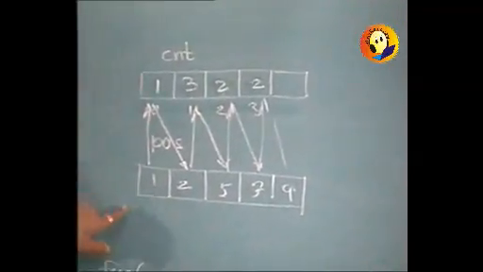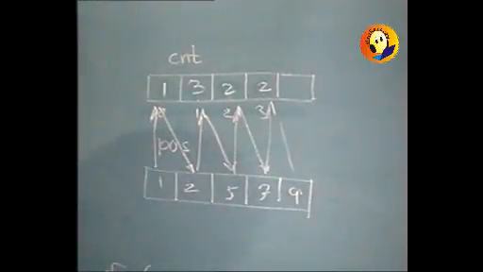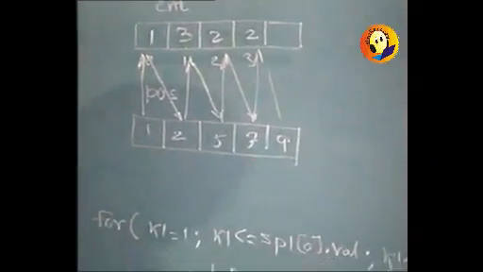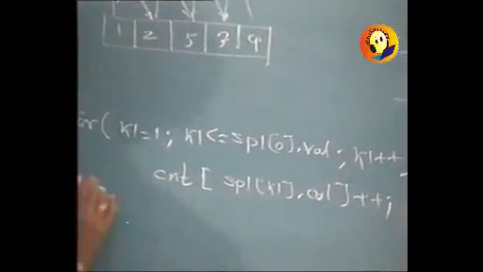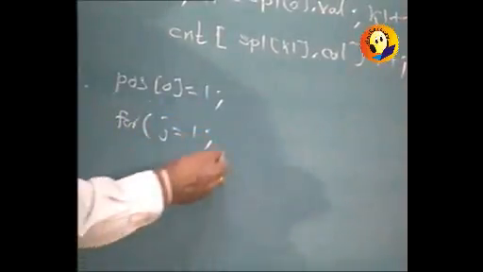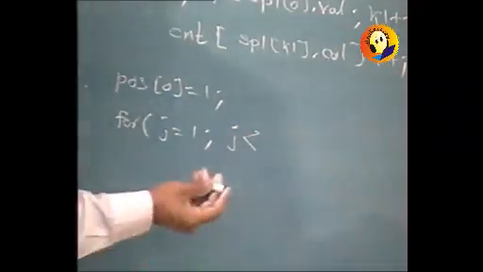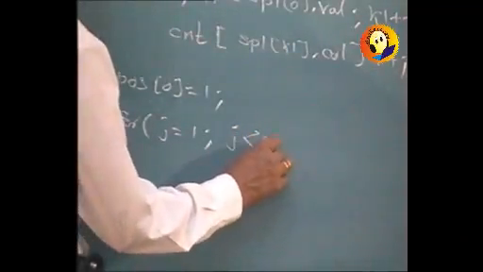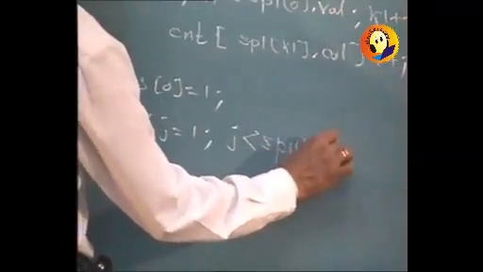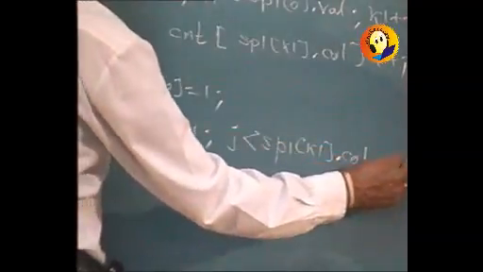Can you do this calculation going for a position array? We can, because we can write it like: position of 0 equal to 1, and for j equal to 1, j less than what? sp1[k1].col, the number of columns, j plus plus.